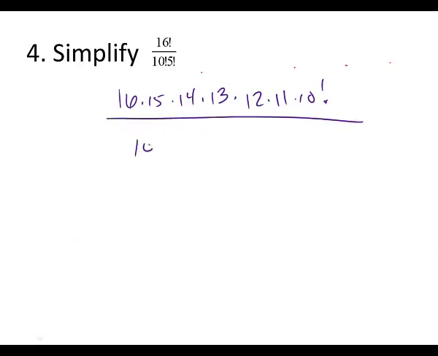All right, looking at the next one. It says to simplify. You're going to expand and cancel. So I'm going to expand this 16 as far as what number? 10. Good. So 16, 15, 14, 13, 12, 11, 10 factorial. Then we've got 10 factorial. And I'm going to expand the 5 because I don't have a factorial for that to go into. So 5, 4, 3, 2. I don't really need the 1.